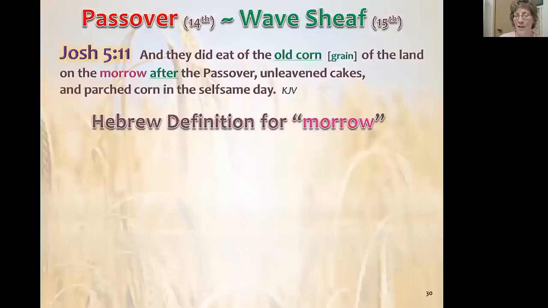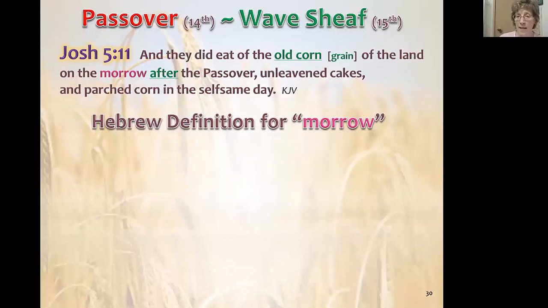Let's take a little look now at the Passover on the 14th and compare it to Wave Sheaf on the 15th. We're making an assumption there as well. Joshua 5:11. I want you to remember it. It's easy to remember along with Leviticus 23:11 and Joshua 5:11. Really easy. These are the two main verses for this study.